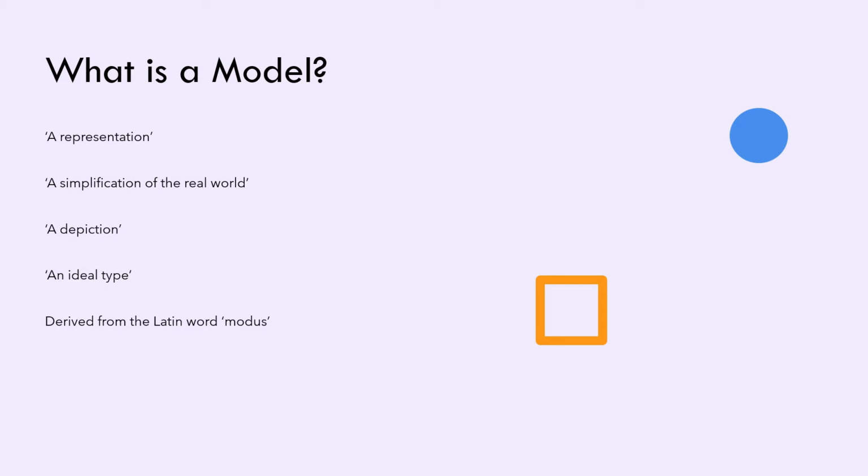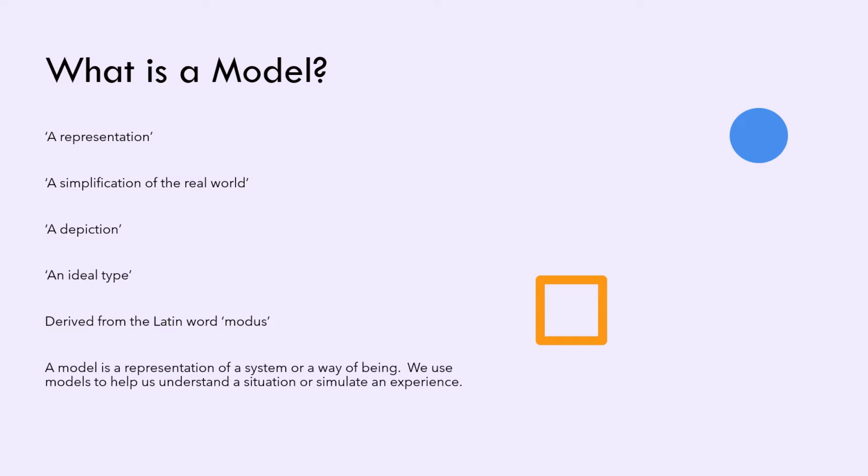A model is derived from the Latin word modus. Modus means a measurement. In essence, a model is a measurement of the world. Bringing all of this together, a model is a representation of a system or way of being. We use models to help us understand a situation or simulate an experience.